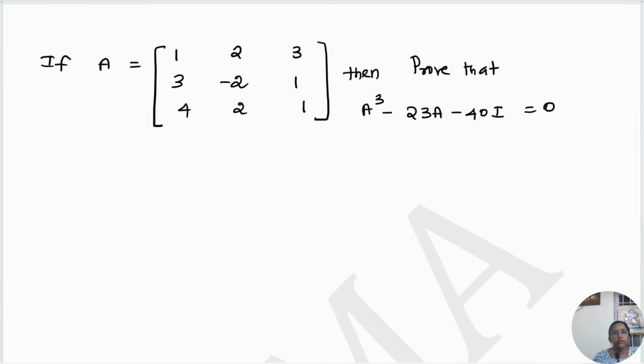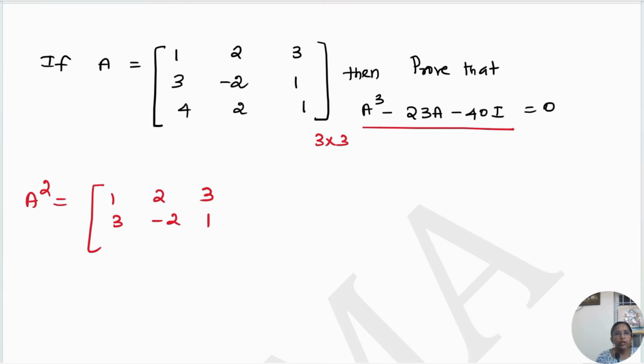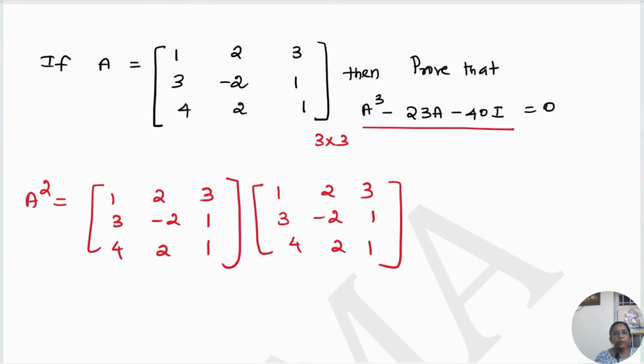Moving on to the next question, matrix A is given. We are going to prove A cube minus 23 times A minus 40 times I is equal to 0. Here it is a 3 cross 3 matrix, so the identity matrix is of order 3 cross 3. For finding A cube, first find your A square. So A square is A into A. So 1, 2, 3, 3, minus 2, 1, 4, 2, 1, and again you write your A matrix, 1, 2, 3, 3, minus 2, 1, 4, 2, 1. Do your matrix multiplication.